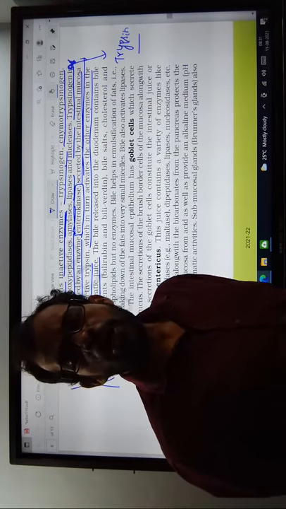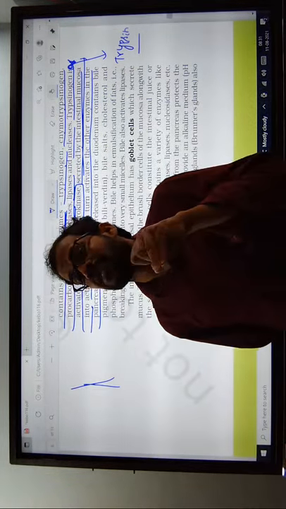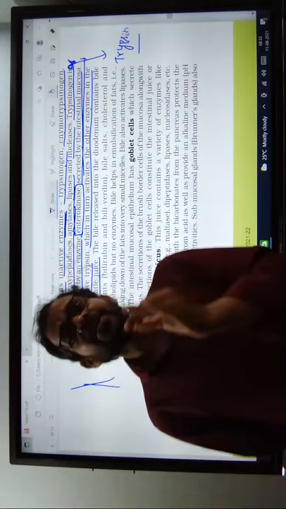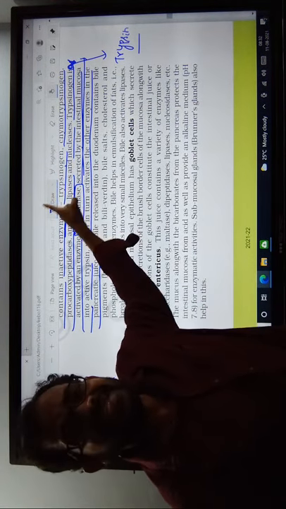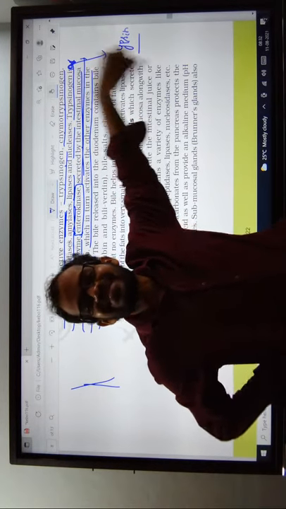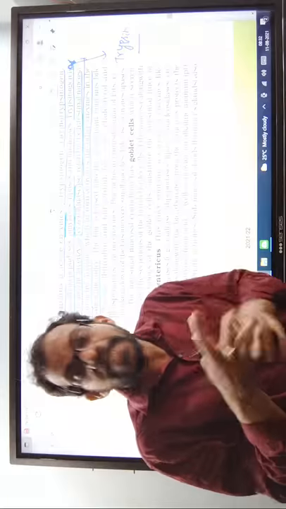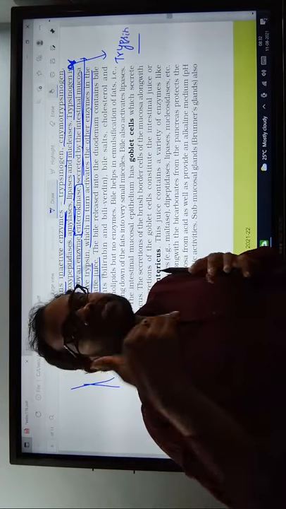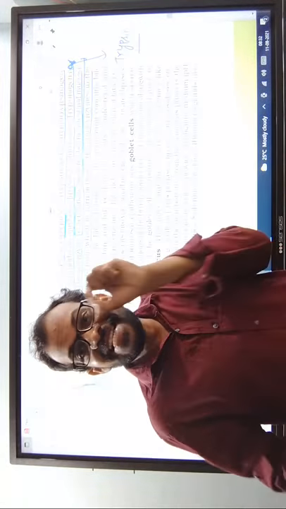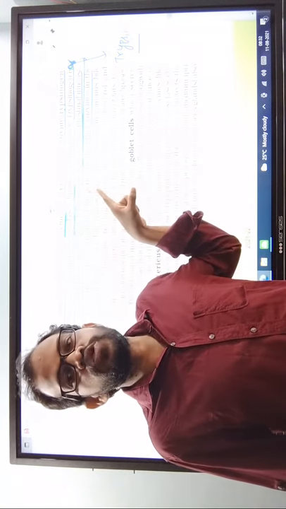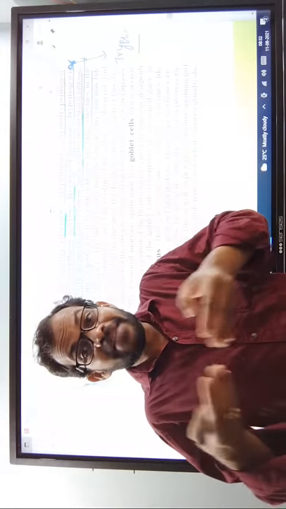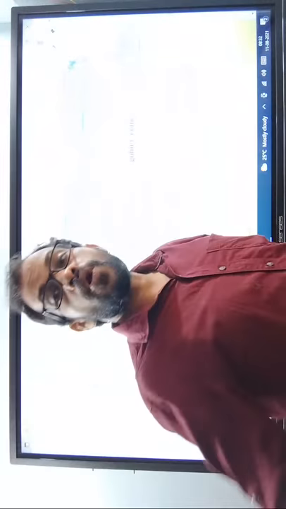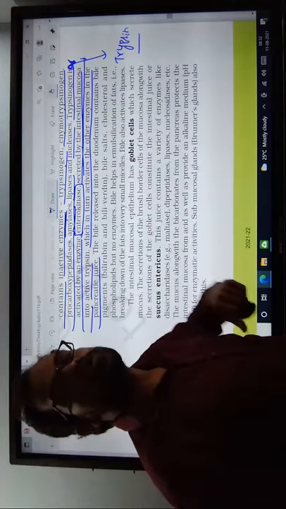What are the other enzymes? Procarboxypeptidase and chymotrypsinogen are activated by the trypsin. First, trypsinogen is converted into trypsin with the help of enterokinase, which is secreted by the intestinal mucosa cells. Whenever the pancreatic juice reaches the intestine, the intestinal mucosa cells secrete enterokinase. This enterokinase acts on trypsinogen, converting it to trypsin. The trypsin then activates the other enzymes, like procarboxypeptidase and chymotrypsinogen. That is the function.